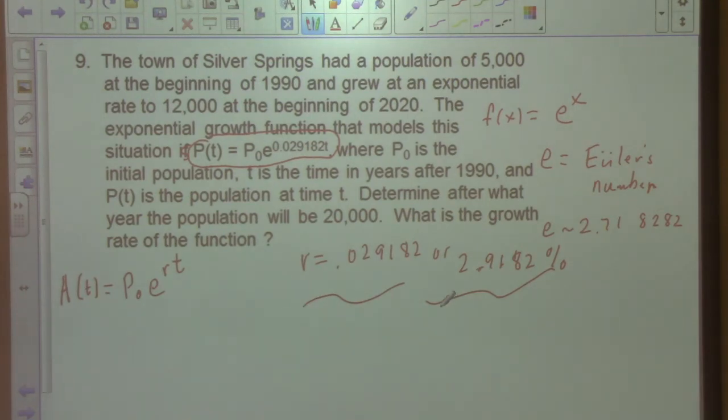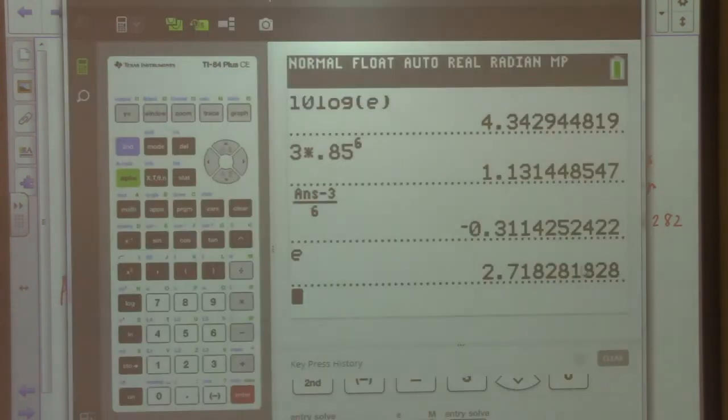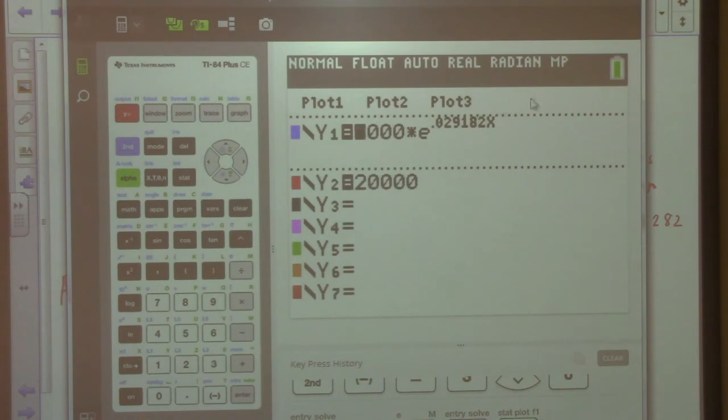And then, when will the population be 20,000? Well, here you can enter these equations under Y1 equals 5,000 e to the 0.029182 X, and Y2 equals 20,000. All right? And in your calculator, this is what these functions look like.